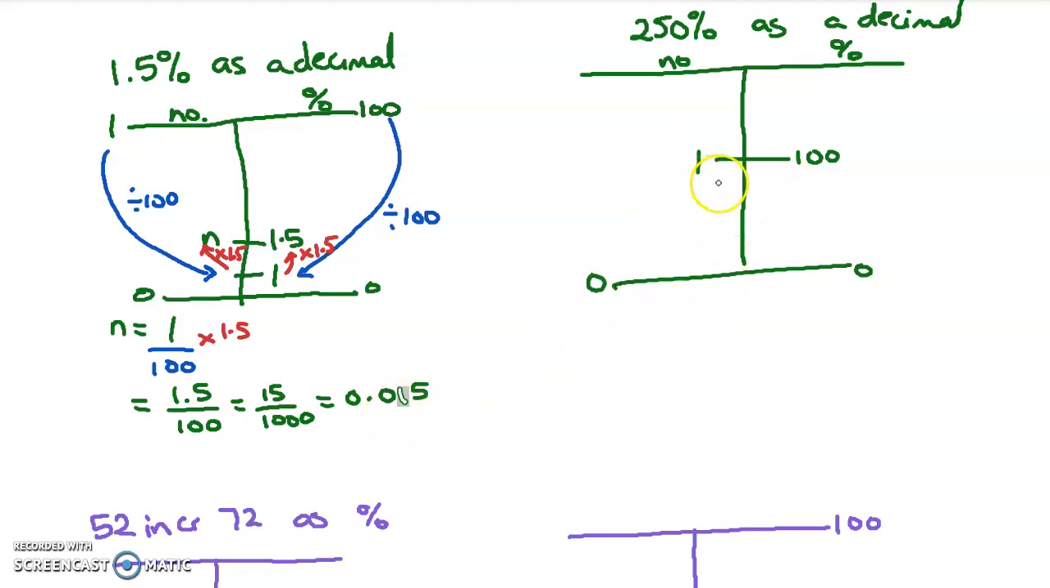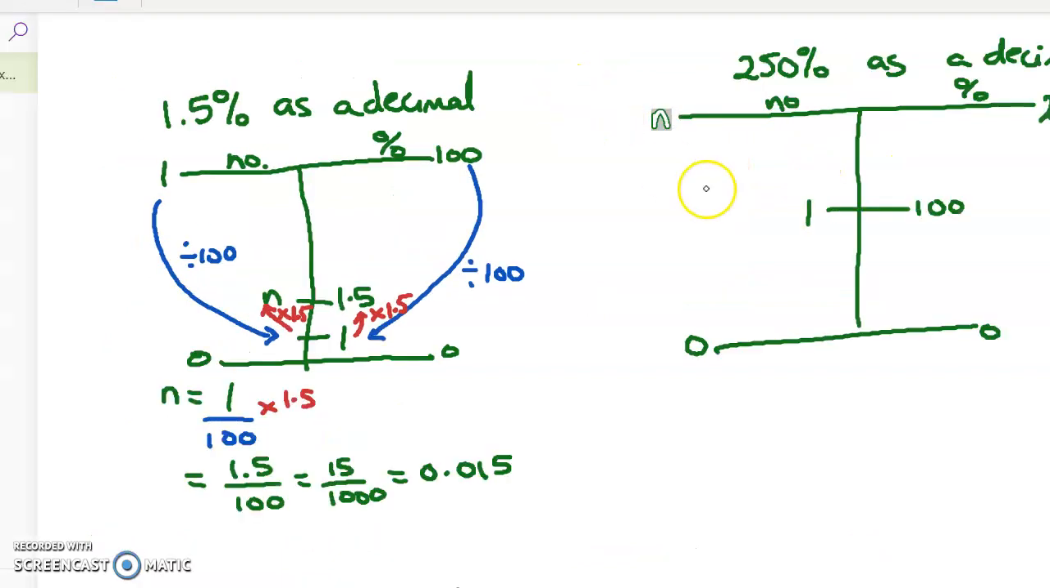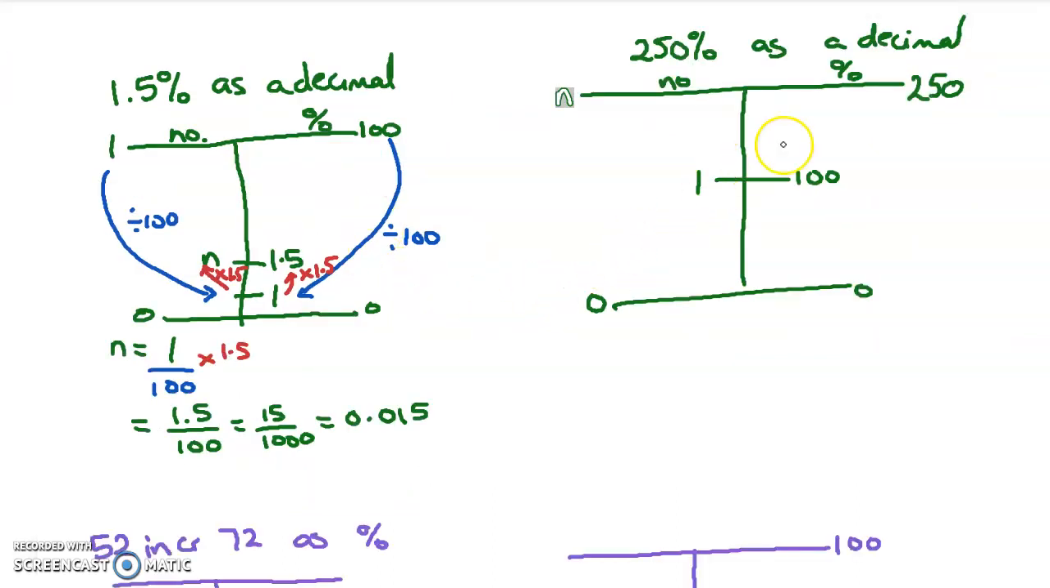If I know that 1 is 100%, I would like to know what 250% is as a decimal. So this is going to be my number now. So if you know that 100 to 250 is timesing it by 2.5, by all means do that, right? So then you would have 2.5 here. Let me go back. If you don't see that as the scale factor, that's fine. Let's just go back to what we know.